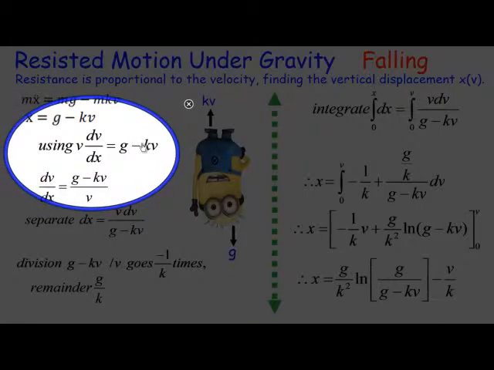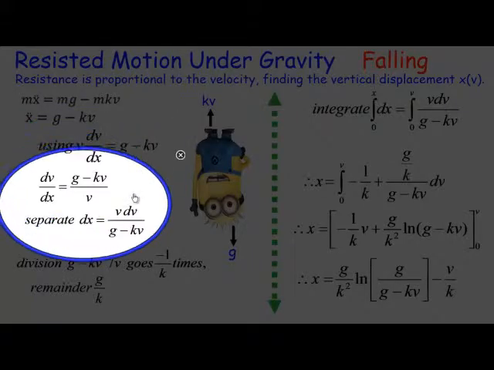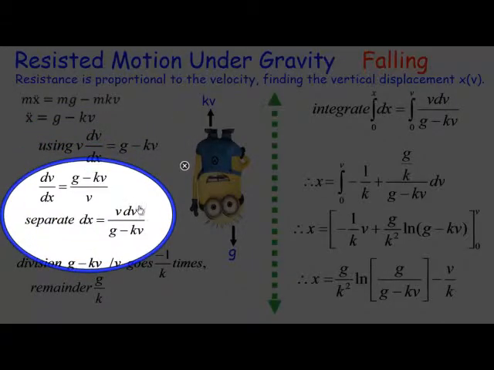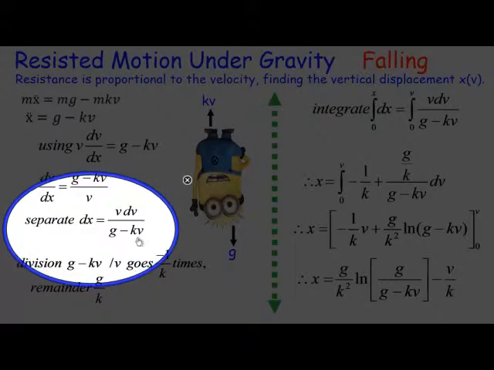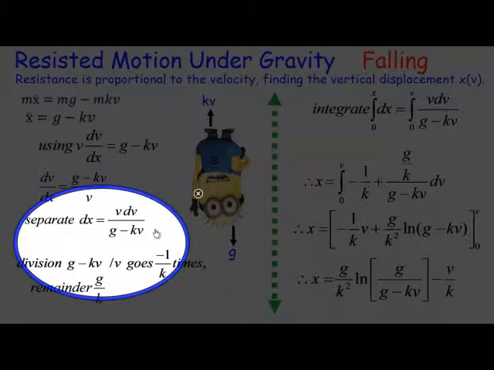Well, again, we write the forces down: the net force, x double dot, equals g minus kv. Now we use v dv/dx instead of dv/dt, and divide both sides by v. Separate the variables, taking the reciprocals of both sides. Then we look at the fraction v over g minus kv and see how many times g minus kv goes into v. It goes in minus 1 on k times, and there's a remainder g on k.